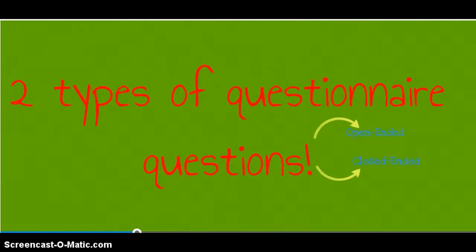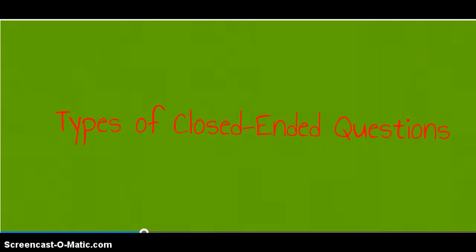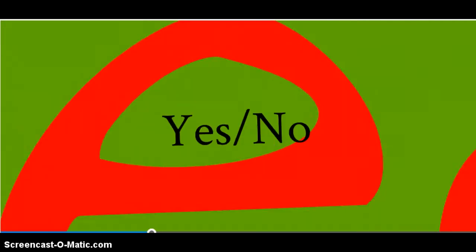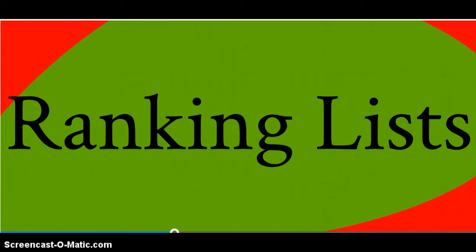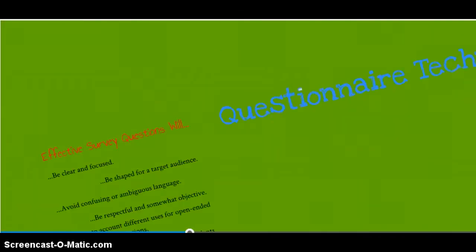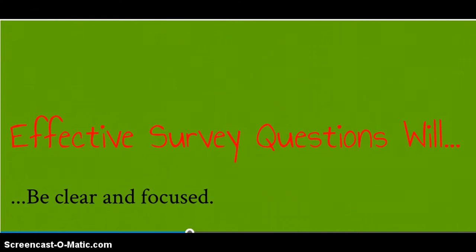There are several types of closed-ended questionnaire questions, including yes and no, multiple choice questions, checklists, and ranking lists like the Likert scale. Keep in mind strategies for composing effective survey questions.